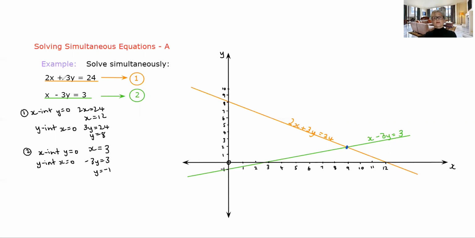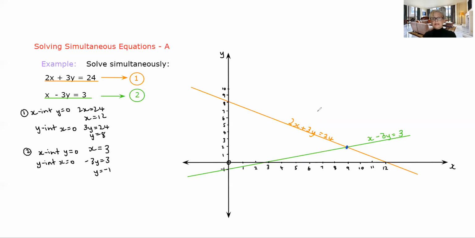Well, that line consists of an infinite number of points, all of which the x value times 2 plus the y value times 3 is equal to 24. Infinite number of points along that line, and all of them satisfy that equation.